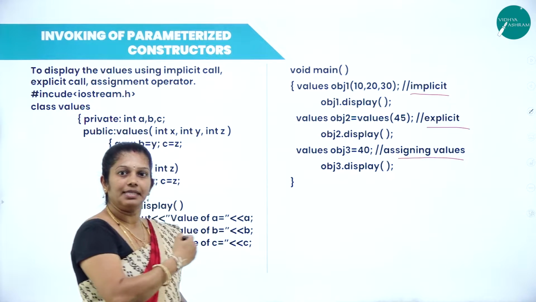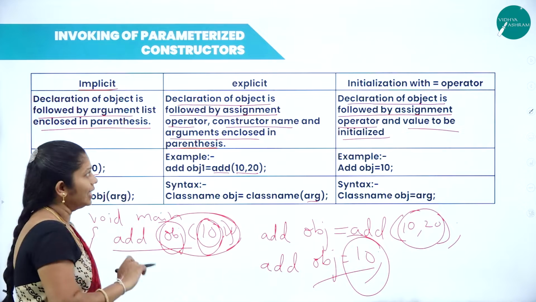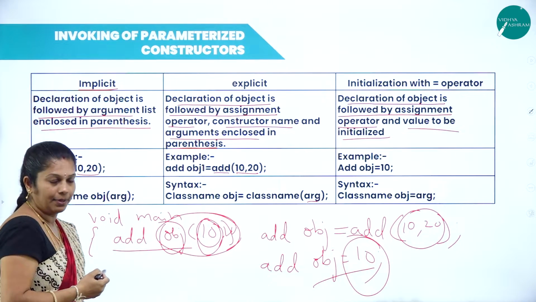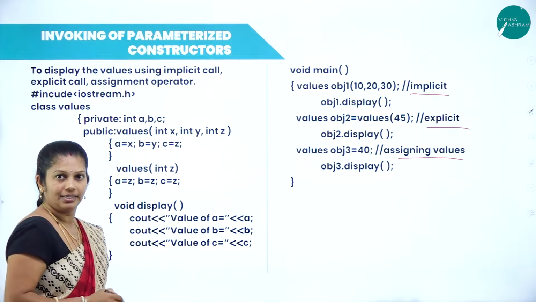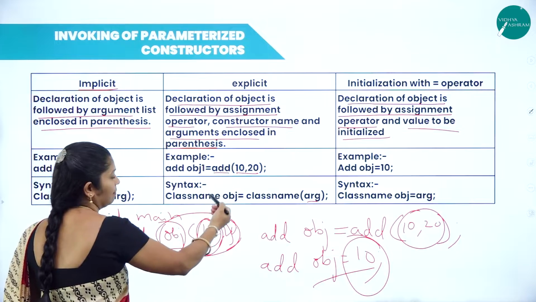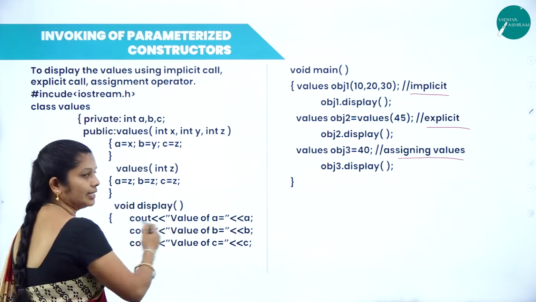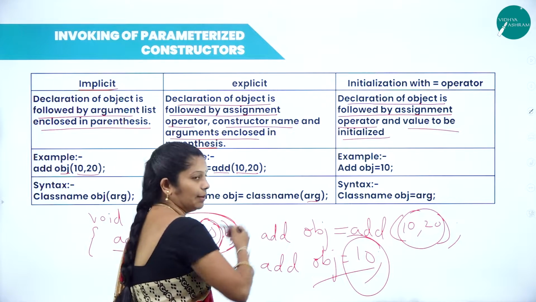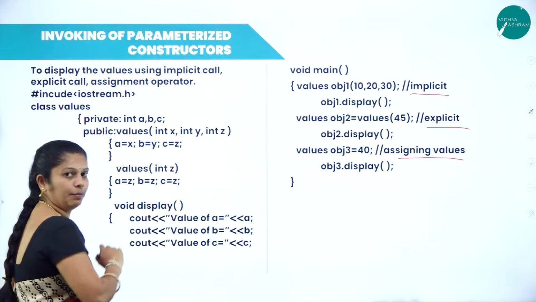All the three concepts in the same program we have combined. In the exam, if they ask implicit call, then definition, syntax, then example, with that example program you can write. In the same way, for explicit call also, their explanation, example, syntax, with that you can write the same program. In the same way, for the last one also, explanation, example, syntax, with that example program.